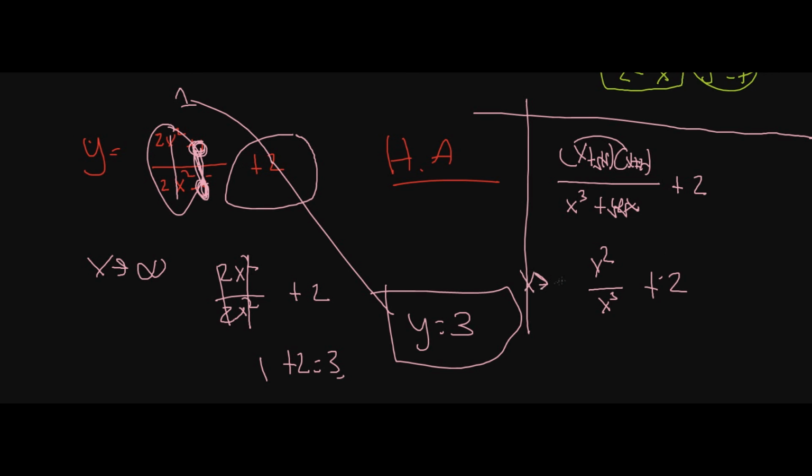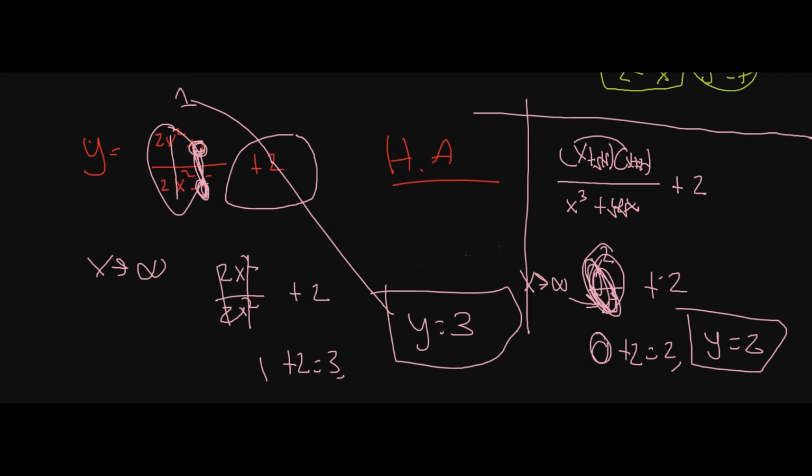Now as x approaches infinity, what's going to get bigger, the top or the bottom? The bottom one gets bigger, so this whole fraction is going to become smaller and smaller until it gets to 0. So we're going to get 0 plus 2, which equals 2. So my horizontal asymptote would be y equals 2. This is just two examples of horizontal asymptotes. We didn't really go over some challenging ones, but that's how you would go about doing it.